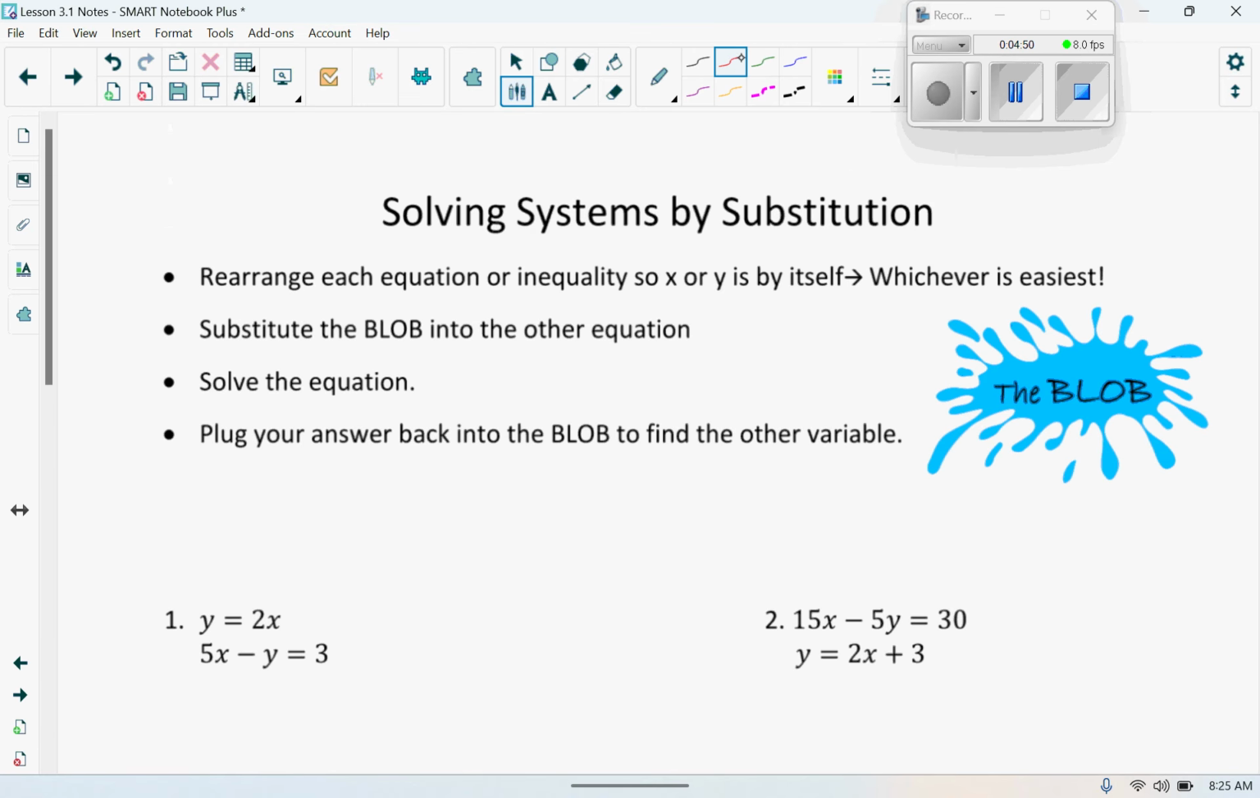And here we're going to be talking about solving by substitution. I call this the blob method because this blob is going to totally cover up either X or Y. It's going to totally take it over. I'll explain what I mean here.